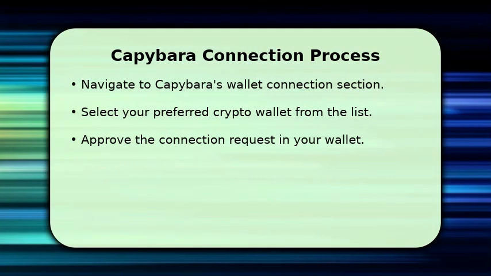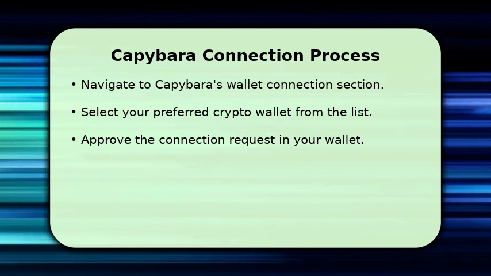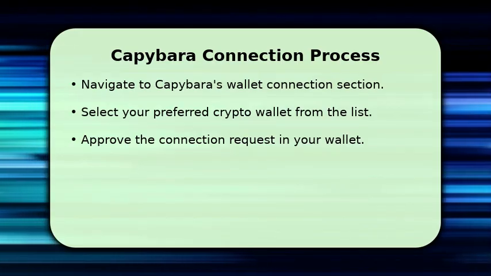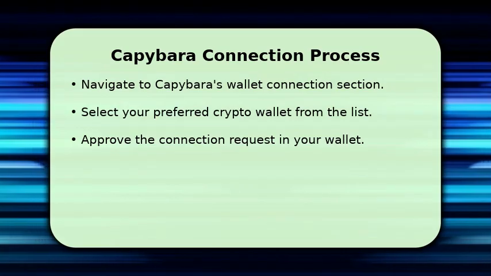Now, let's connect within Capybara. Open the Capybara application and find the Wallet Connection or Settings section. You'll see a list of supported crypto wallets. Select yours. Capybara will then send a connection request to your wallet. Open your crypto wallet application and carefully review the permissions requested. Once you're comfortable, approve the connection to finalize the link between your wallet and Capybara.